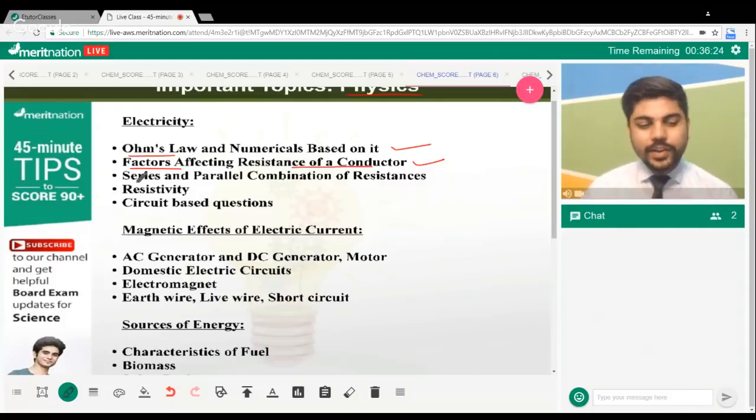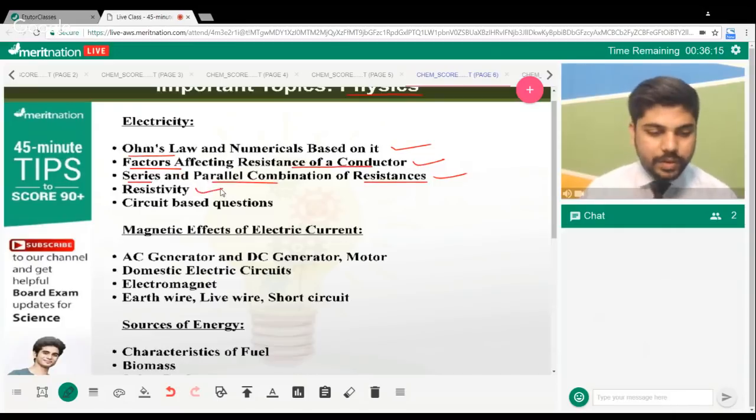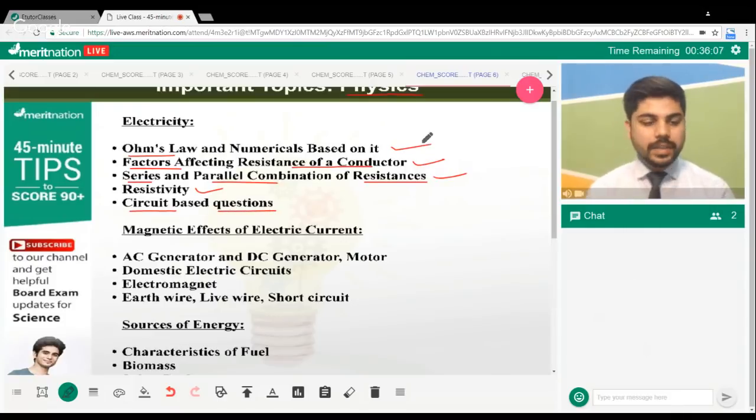Now, if I talk about series and parallel combination of resistances, yes, you have to focus on this topic also. You have to focus upon resistivity also. You have to focus on circuit based questions. Okay, so from the electricity chapter, these are the topics you cannot afford to lose. Okay, you have to direct your focus on such topics.